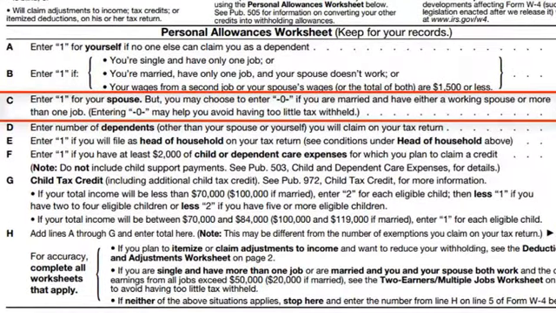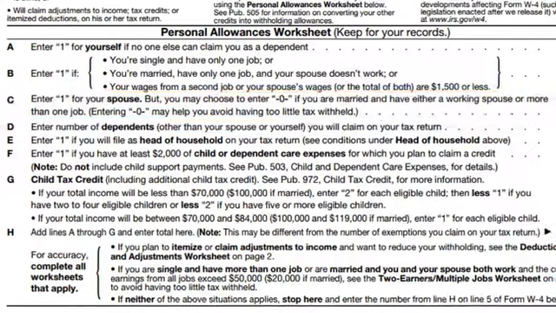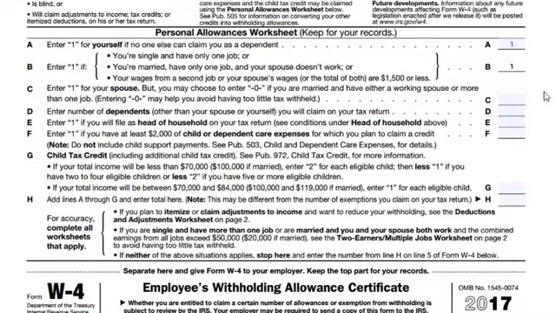Line C. Enter 1 for your spouse, but you may choose to enter 0 if you are married and have either a working spouse or more than one job. Entering 0 may help you avoid having too little tax withheld. Susan is single, so Susan enters 0. Now, had Susan been married, she would have had the choice to enter 0 or 1. How does she decide? We always believe in getting your allowances if you have the option to take them.